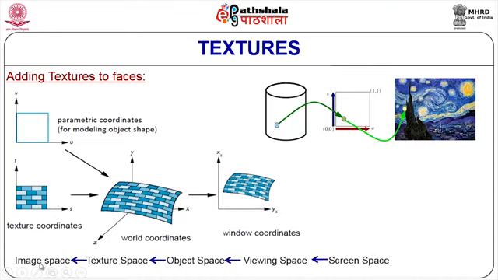Now you can see this order: the image space, the texture space, the object space, the viewing space, and the screen space. The arrow marks are in the reverse direction, you should observe that. So we will be going in the reverse direction: screen space, viewing space, object space, texture space, and the image space. The texture space is the normalized version of the image space.